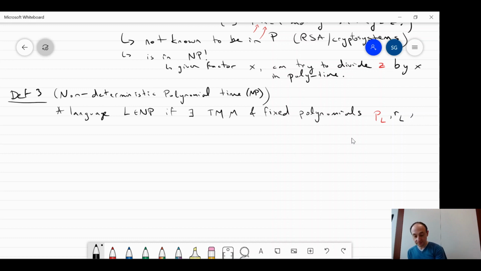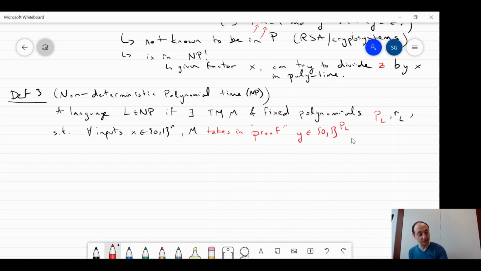So there are two polynomials such that for any n-bit input x, M takes in the proof, quote unquote, y. This is just going to be some string, and the point is that this string is also going to be polynomially bounded, so it's at most PL of n. So there's the P coming into play.